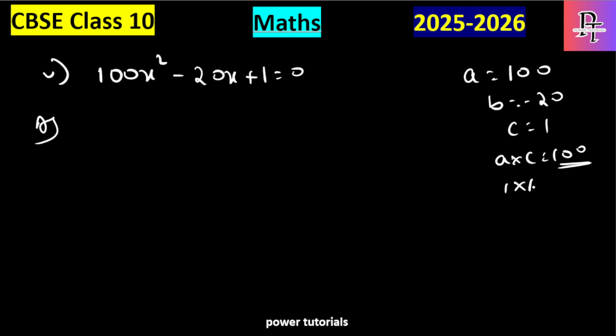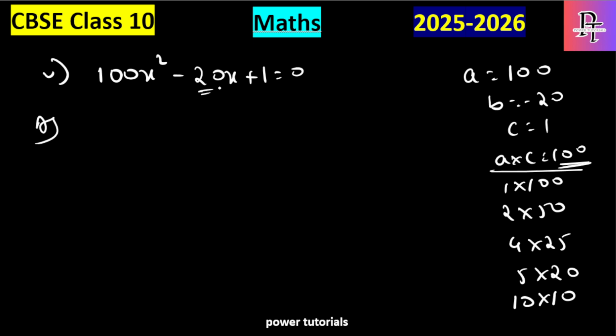So let's list all the possibilities. 1 into 100, 2 into 50, 3 will not happen, 4 into 25, 5 into 20, 6 will not happen, 7, 8 will not happen, 9 and 10, 10 tens 100. So that's a repeat. Which combination can give me 20? We need to check 100, 99 or 101. Then these two: 48 or 52 or minus 48, minus 52.